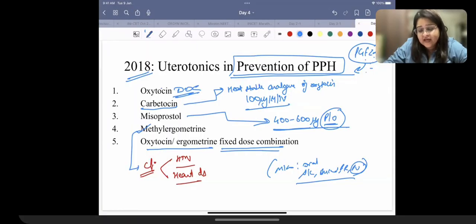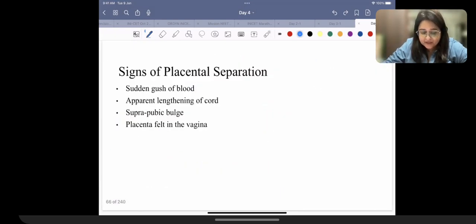It is contraindicated in asthmatics, not carbetocin. Don't get confused between the two. पहले क्या पूछा था? Carbetocin नहीं पूछा था ना? Carbetocin and carboprost are different. Don't get confused. ठीक है?